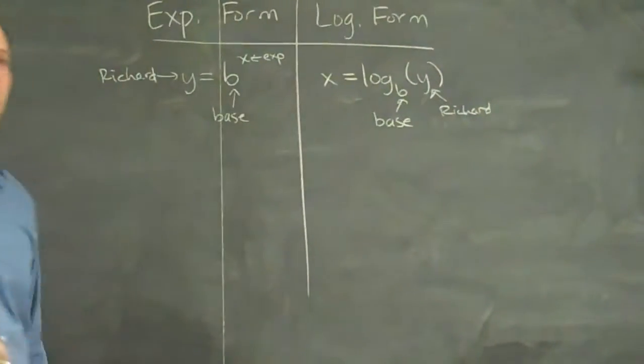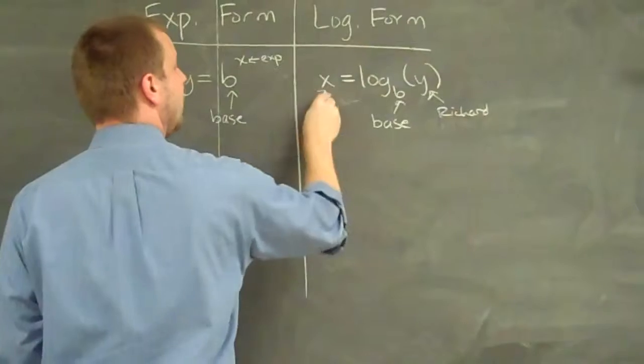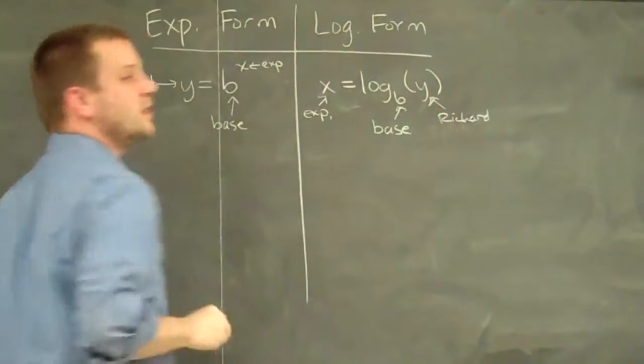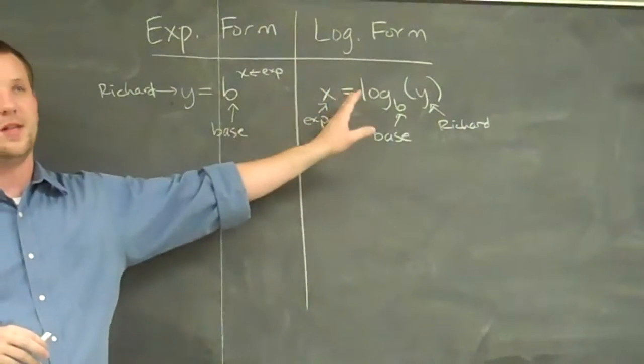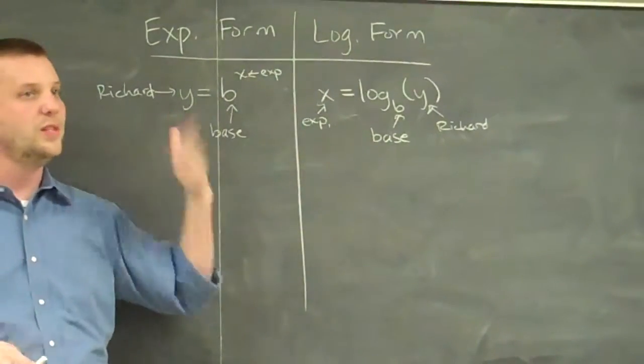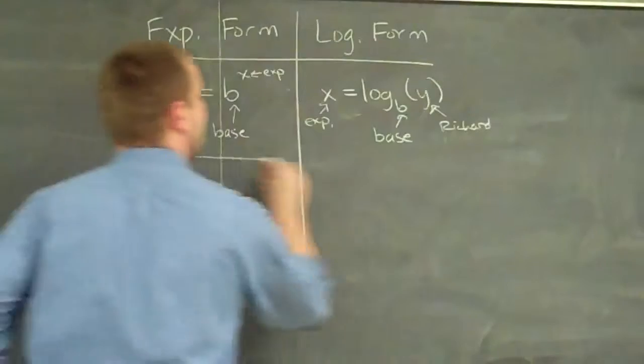And notice, where did my exponent go? Over there. That's going to be my exponent. My exponent in log form is the number by itself. Okay, so let's go back and forth with some stuff that we do know for sure.